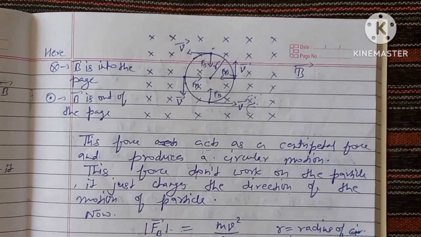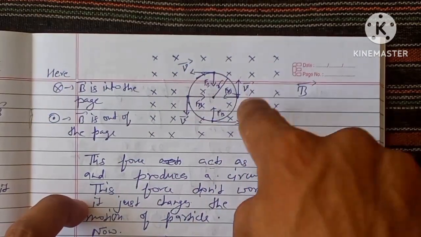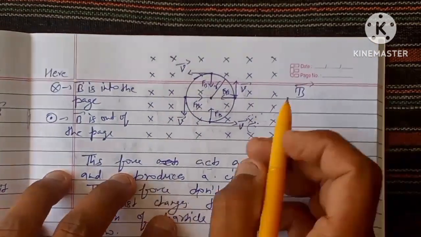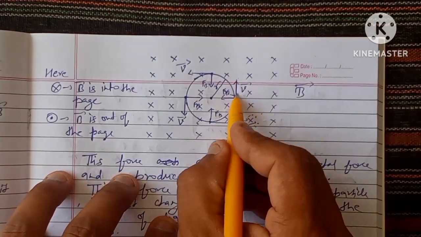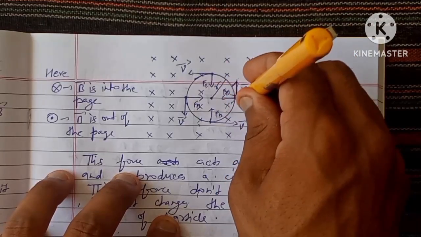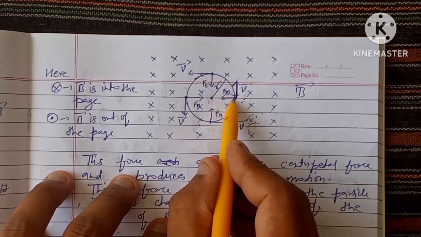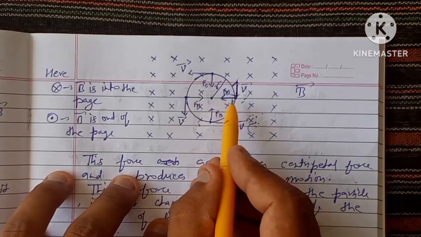So clearly we can see that if we have this type of magnetic field which is going into the page and the particle is moving like this, with the velocity of the particle as this V vector and the magnetic field vector in this direction, then according to the right hand rule, the direction of the force will be in this direction at this point.